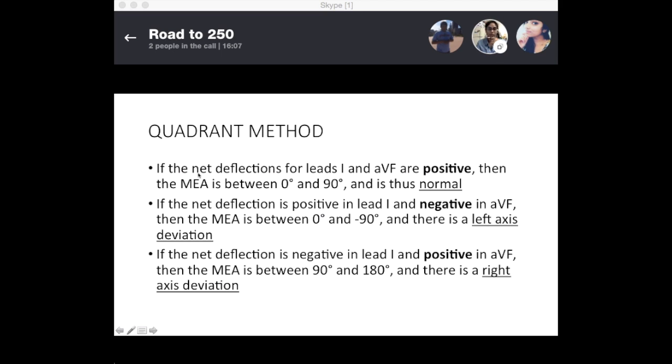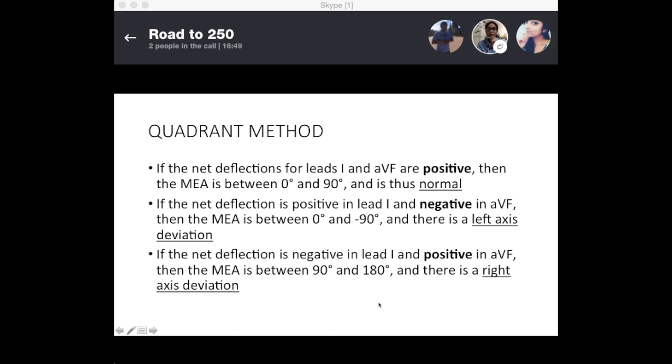So again, in words, when the net deflections for leads 1 and AVF are positive, then the mean electrical axis is between 0 and 90, which is normal. If the net deflection is positive in lead 1 but negative in AVF, then the mean electrical axis is between 0 and negative 90, and that is considered a left axis deviation. If the net deflection is negative in lead 1 and positive in AVF, then the mean electrical axis is between 90 and 180, and that means there is a right axis deviation.